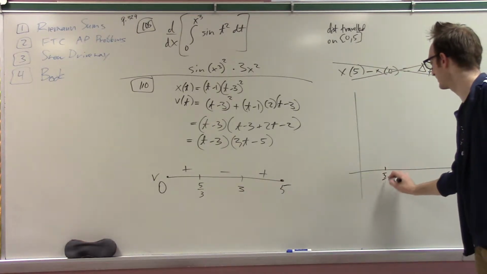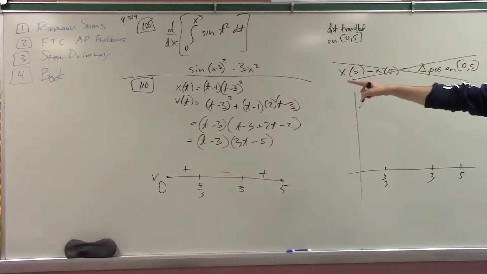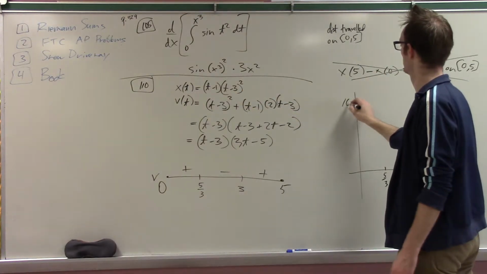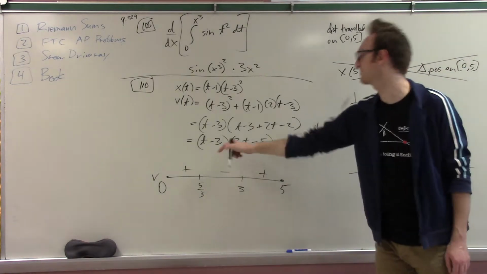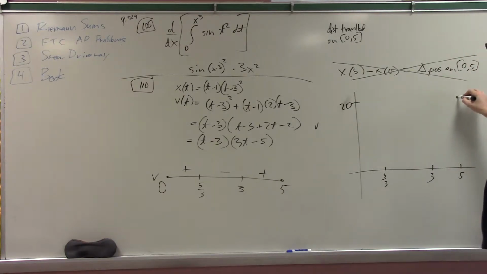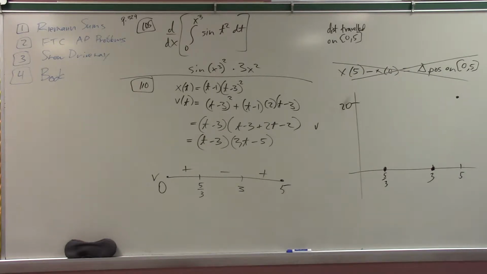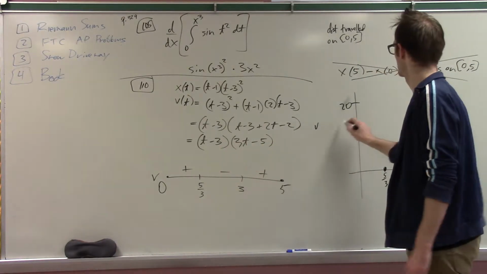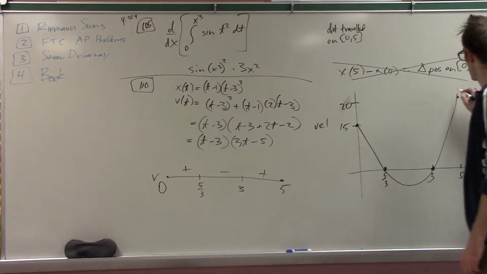You could say here's 5/3, here's 3, and here's 5. When I plug 5 into position, I get 4 times 4, so I get 16. No, that's not what I mean. I want to plug into velocity. If I plug 5 in here, I get 10 times 2, I get 20. So my velocity is 20 when t is 5. My velocity is 0 at 5/3, and it's also 0 at 3. And when I plug in 0 into velocity, I get 15. So I claim that my velocity function looks like this, yeah?